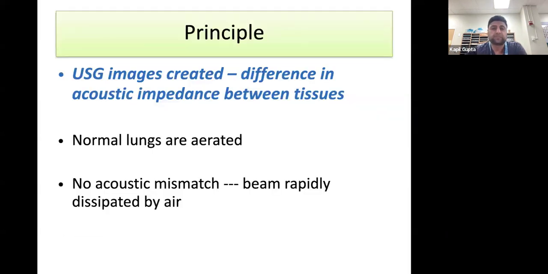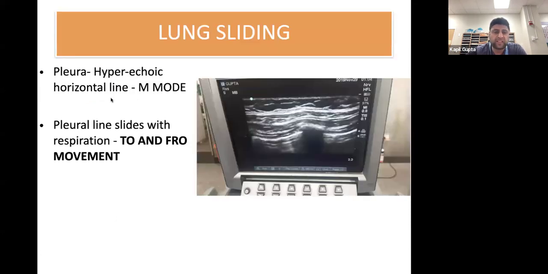Coming down to the principle, we know ultrasound images are created because of the difference in acoustic impedance between the tissues. But normal lungs are aerated, so there is no acoustic mismatch. Beams are rapidly dissipated by the air. So as we can see here, this is a normal picture of the lung and the pleura. What we can see here is, on the top, the skin, the subcutaneous tissue.